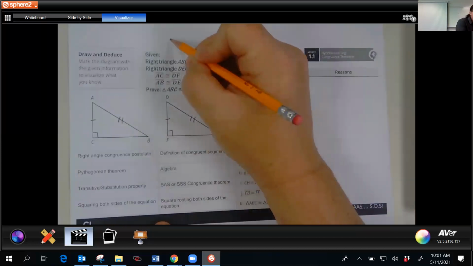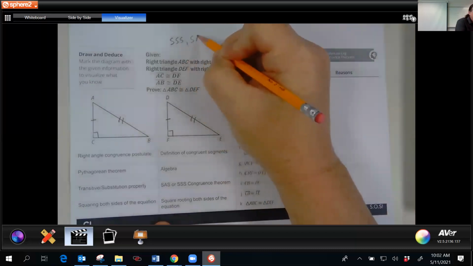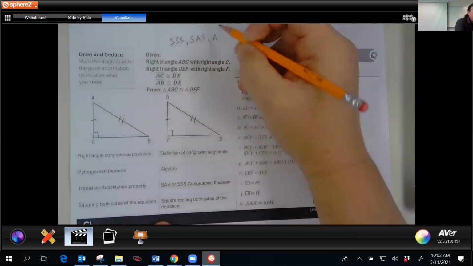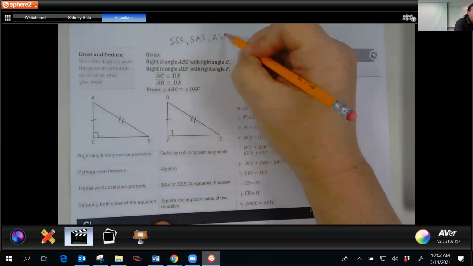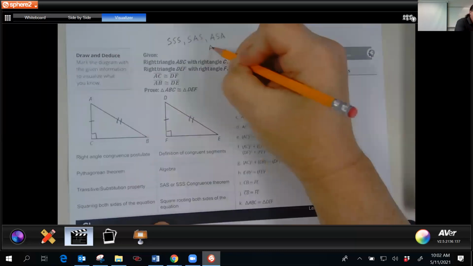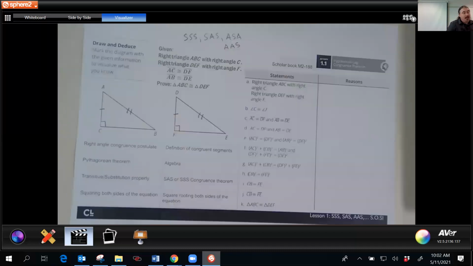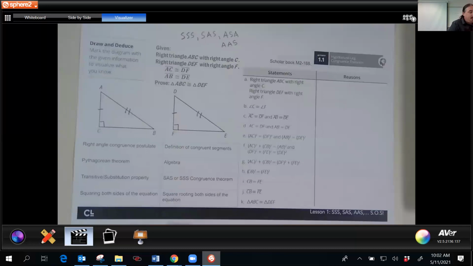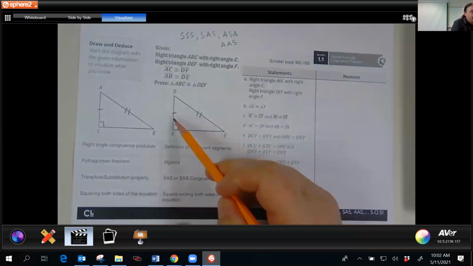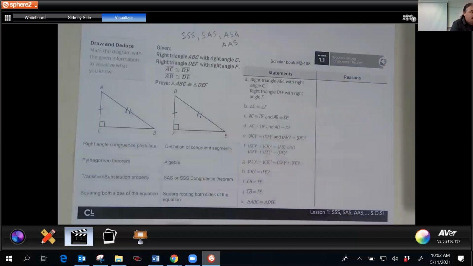Can we use side, angle, side, or angle, side, angle? Can we use any of those? Or even, just in case you've gotten that far in math yet, angle, side, can we use any of those? At this point, we can't. Because if I look at it, this is side, angle, side, angle. It's not going to work.